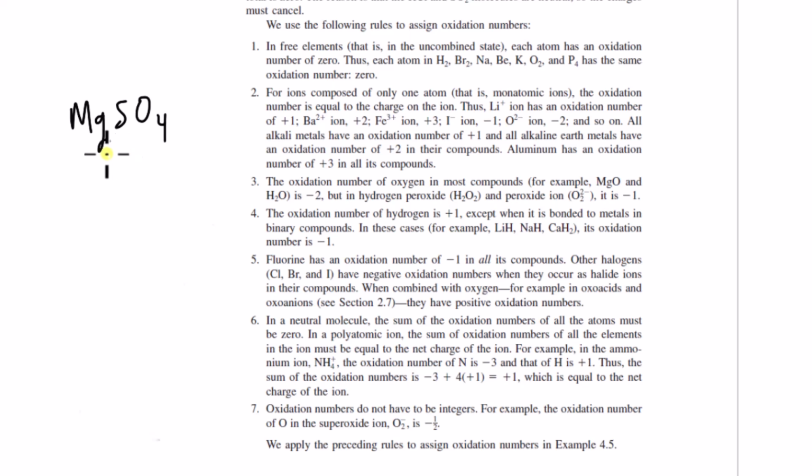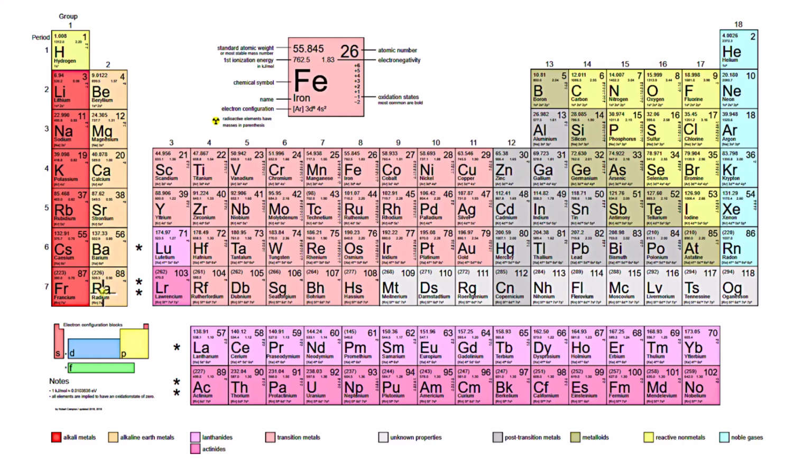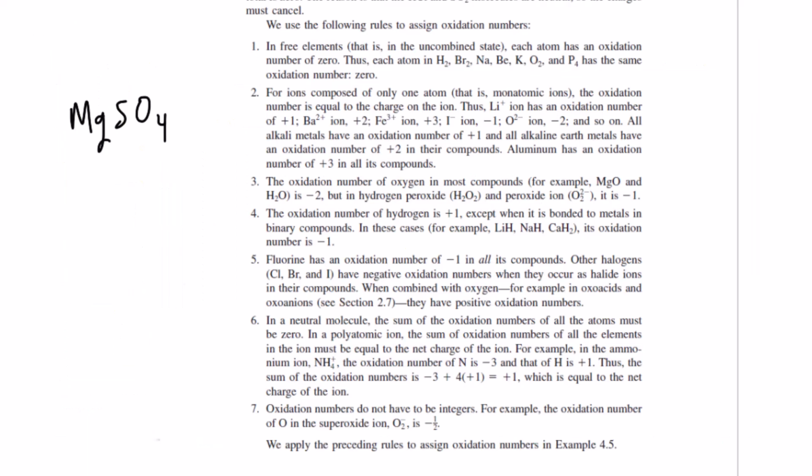Okay, well, first thing we're going to do is look and see, are there any alkali metals or alkaline earth metals? And magnesium is an alkaline earth metal. So we come straight to the magnesium and put a +2. So, okay, now another cardinal rule is this first sentence of rule number 5.